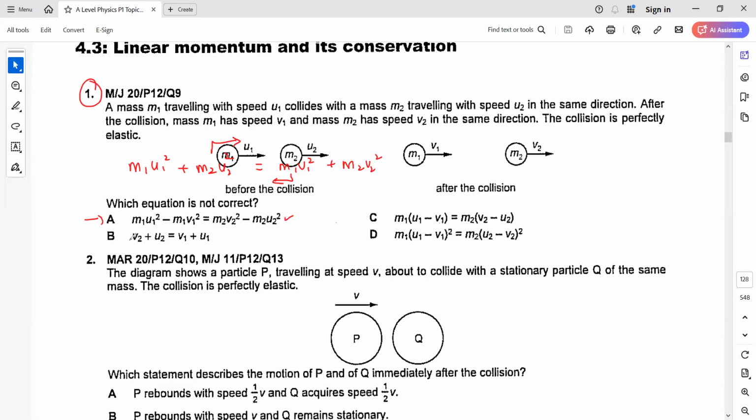How about if we try this question, B? It says V2 plus U2. So speed of approach, let's say we take U1 plus U2.